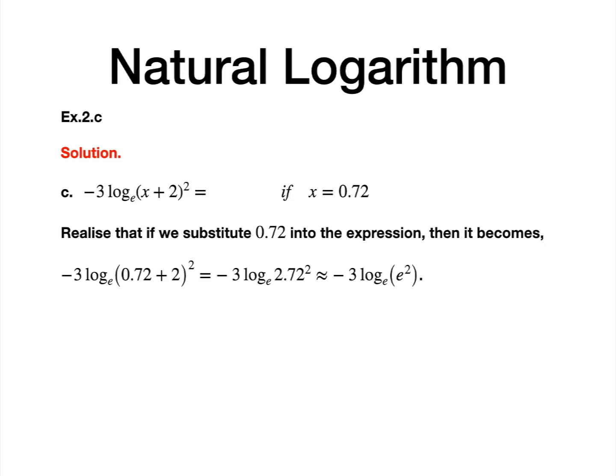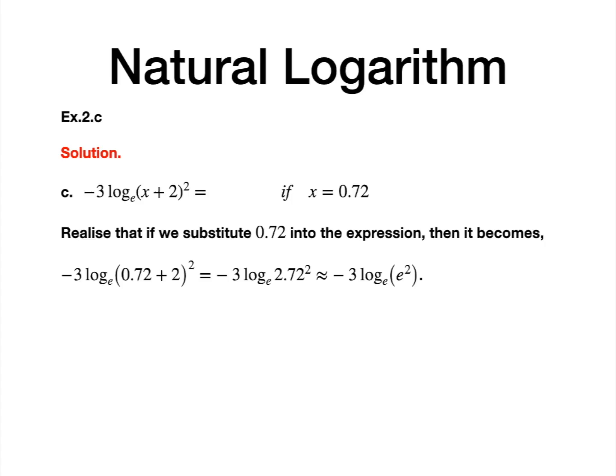In this third example, we are asked, to what value does the expression negative 3 times the logarithm of the quantity x plus 2 squared to the base e must be equal to if x is 0.72? One will have to realize that upon substitution of 0.72 to the expression x plus 2, then the operand inside the logarithmic operator becomes 2.72 squared. That can be approximated into e squared. Therefore, the original expression can be approximated as negative 3 times the logarithm of e squared to the base e.